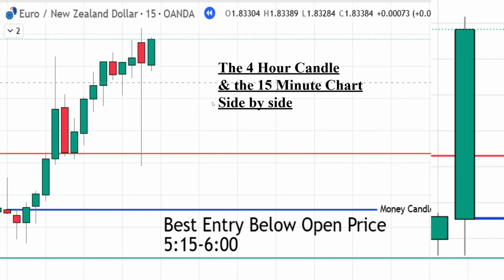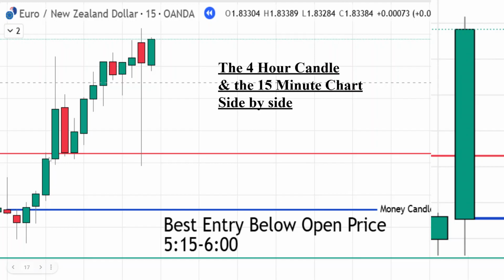All right. So here's the 4-hour candle and the 15-minute chart side by side. Do you need to drop down to a lower time frame? You can if you want. But as you can see, this is the open price of the 5 a.m. candle, and it doesn't give you much time to get in. So you have about 1, 2, 3 candles to get in before boom.